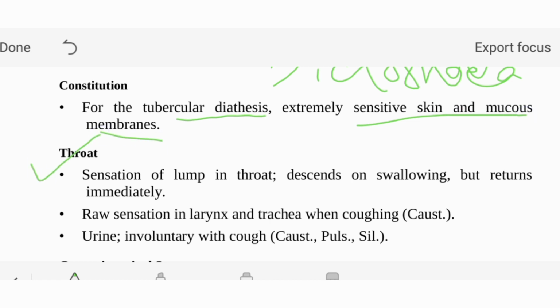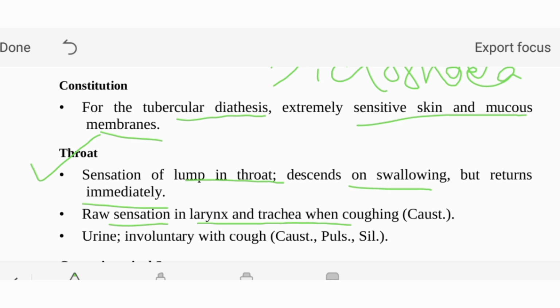The skin and mucous membranes are extremely sensitive. Now the throat, it is the important part. What is the throat like? There is a raw sensation, along with a lump that descends on swallowing but returns immediately. It is a sensation of a lump that is present, and he feels that on swallowing it goes down, and then it comes back. So in the larynx and trachea there will be a raw sensation. Where will the raw sensation happen?